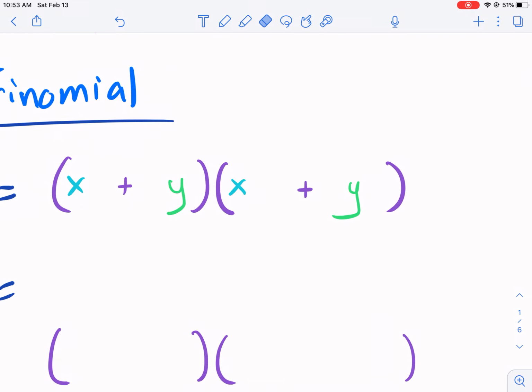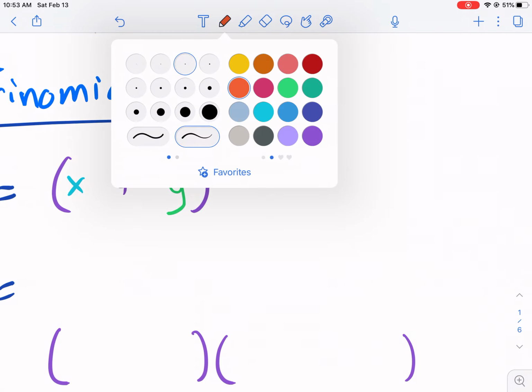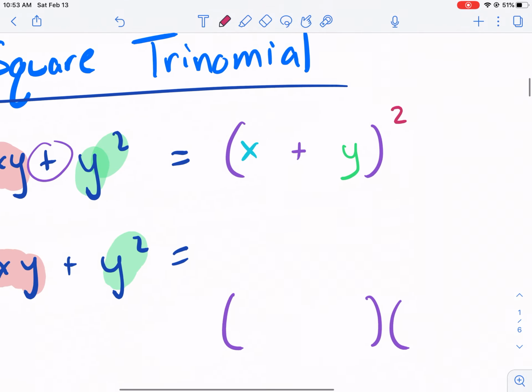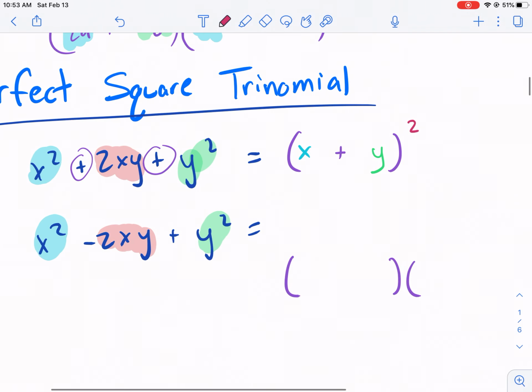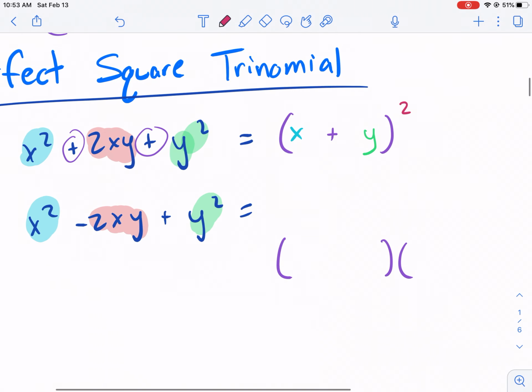Now, if we have x plus y times x plus y, we can rewrite that. It's x plus y times itself two times. So what we do is we change this to become x plus y squared. And that is why it's called the perfect square trinomial.